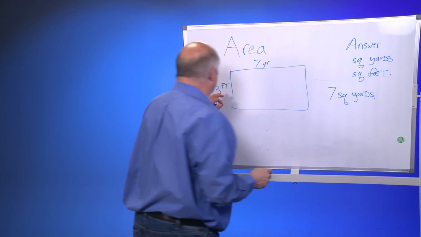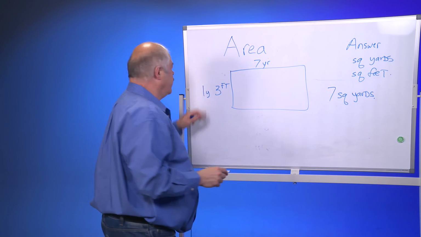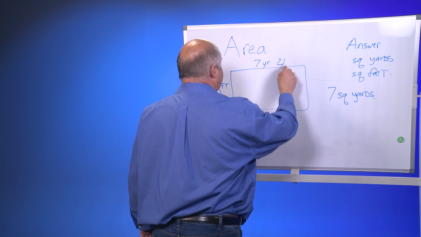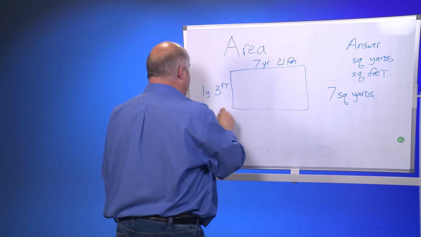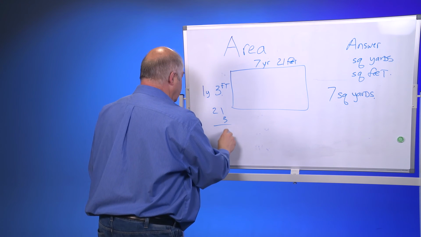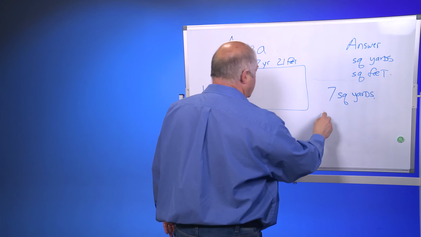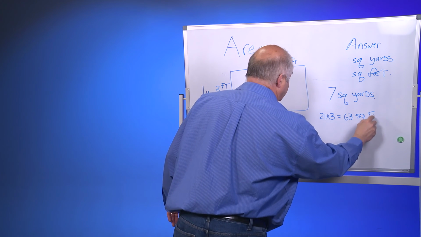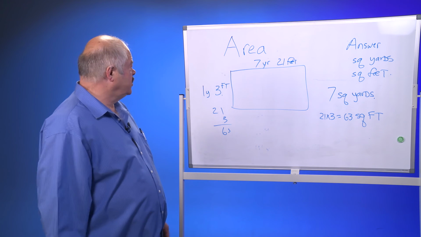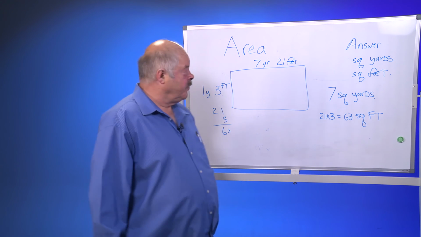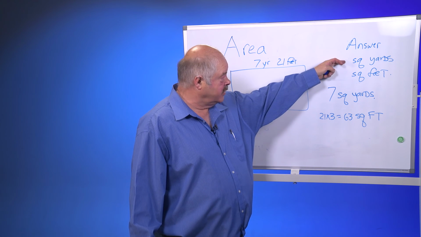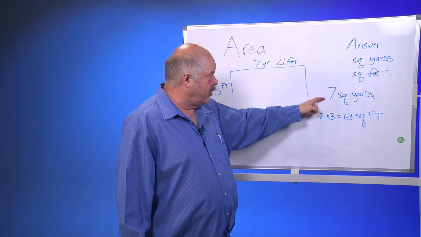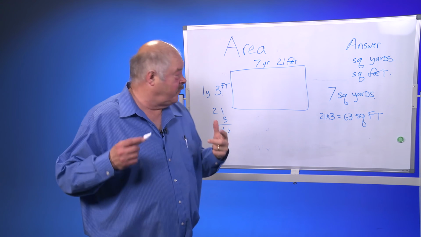But that number is based on making sure that yards are both there. Now what if I wanted an answer in square feet? Well, 7 yards is 21 feet. It's the same length. And so then you'd have 21 times 3, which is 63 square feet. So then you would look to see what your answer choices were. They may give you answers that have square yards and a number, square feet and a number. So the correct answer is either 7 square yards or 63 square feet.